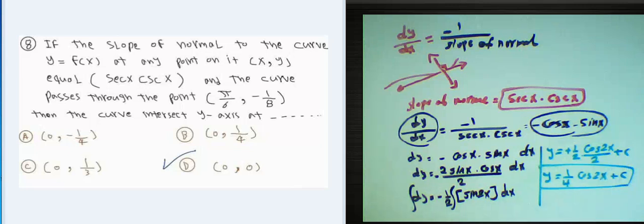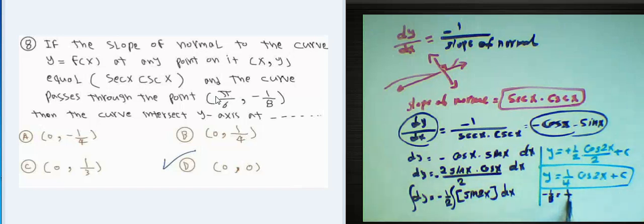Now this example tells us that the curve passes through the point pi over 6 and negative 1 over 8. Then x equals pi over 6 and y equals negative 1 over 8. Put y equal negative 1 over 8, because it tells us the curve passes through this point, and x equal pi over 6. It means 180 over 6 equals 30 degrees.